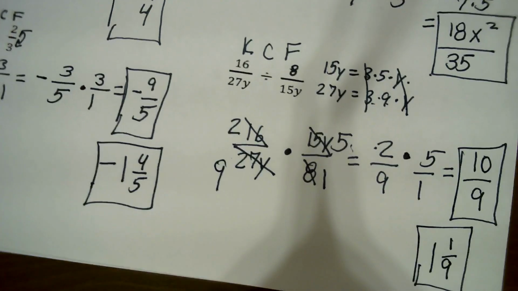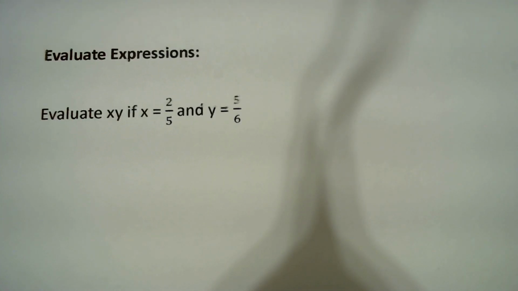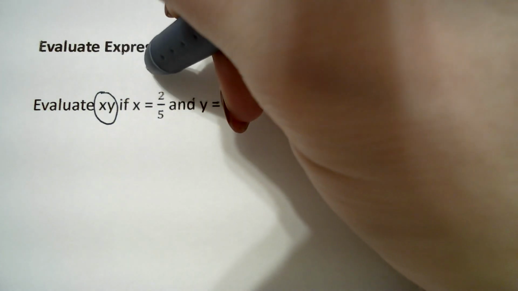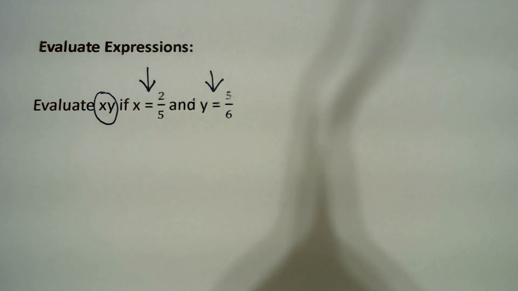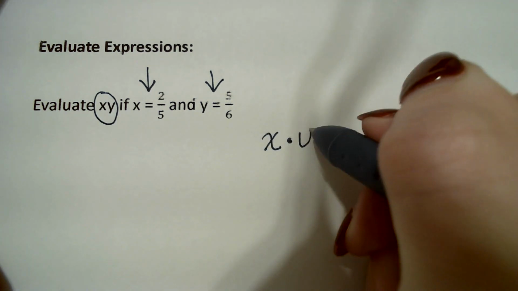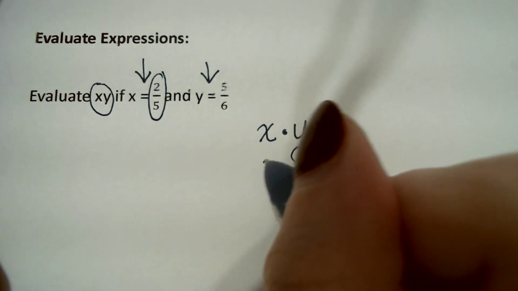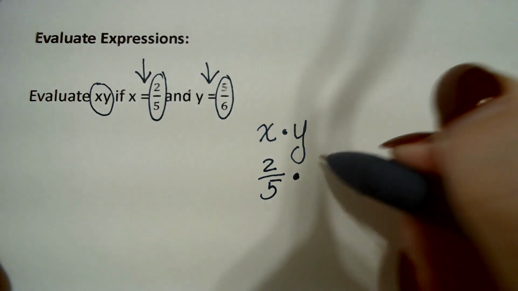Okie dokie. Let's keep rolling. Up next, we are going to evaluate some expressions using the strategies we just reviewed. So remember, when we're evaluating expressions, they're going to give you an expression, and then they're going to tell you a value for each of the variables in the expression and ask you to evaluate, meaning solve with those values. So in this case, we have xy, which we remember is x times y. And our variables are x equals 2/5. So I'm going to replace x with 2/5. And y equals 5/6.